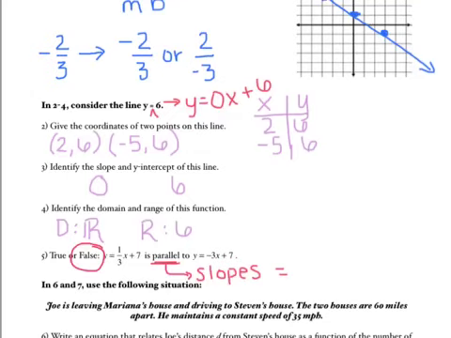Now, you'll have to be careful because on your quiz, there's a possibility that the equations are not written in slope-intercept form for you, which means that you can't just compare the slopes. You would have to rearrange them, solve for y, get y by itself, and then decide if the slopes are the same or not.